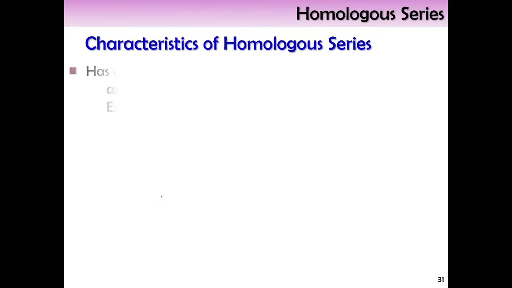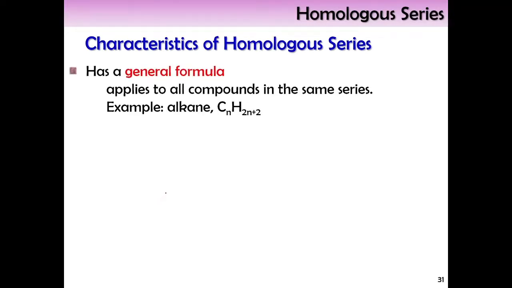Characteristics of the homologous series. It has the same general formula. For example, alkane here, CnH2n+2. So let's say n equals 1. So this one will be CH4, 2 times 1 is 2, plus 2 is 4. So this one is for alkane.